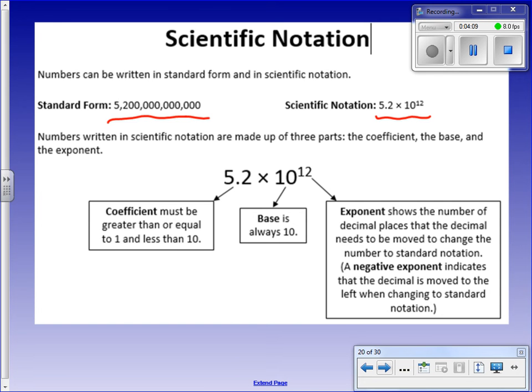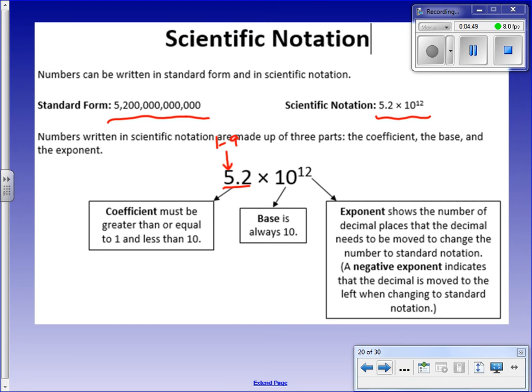Numbers written in scientific notation are made up of 3 parts. We have the coefficient, the base, and the exponent. The coefficient must be greater than or equal to 1 and less than 10. So this place right here has to be between 1 and 9. We cannot have a 0 there. Now we can have numbers after the decimal, more than one number after the decimal. We just can't have more than one number before the decimal.